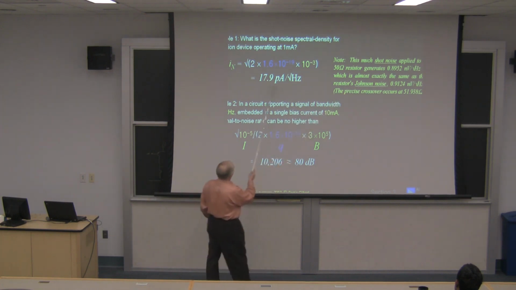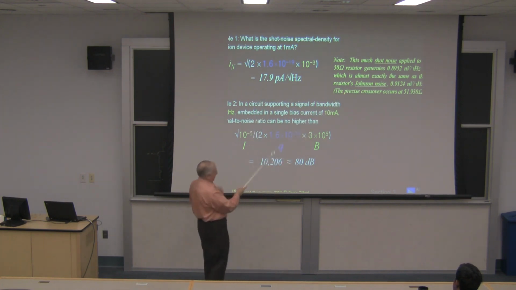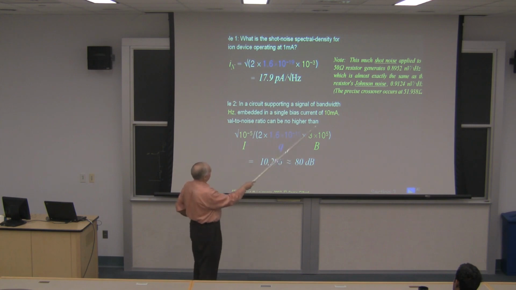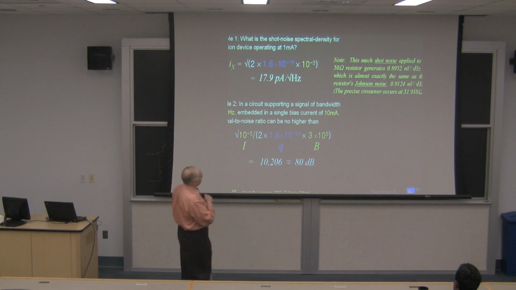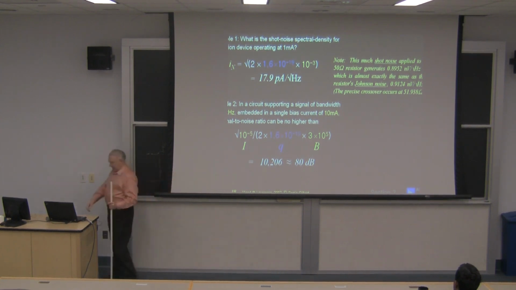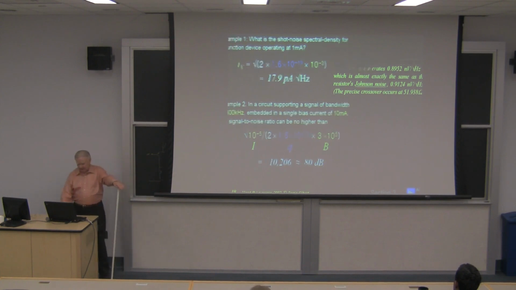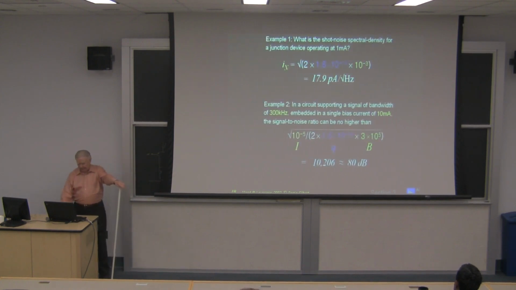If that much shot noise were applied to a 50 ohm resistor in, say, a load of some sort, it turns out to be almost exactly equal to the noise of the resistor itself. I say the precise crossover occurs at 51.93 ohms. Just a little factoid. Okay. Are we getting there?